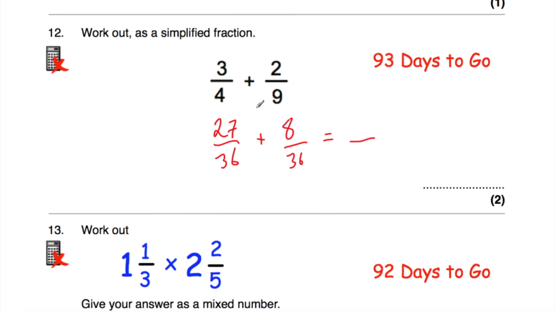Okay, so let's add these together. So we've got 27/36 plus 8/36. Well, that's going to be, let's add together 27 and 8. 27 plus 8 is 35. So that means that our answer is 35/36. And if you got that, well done.